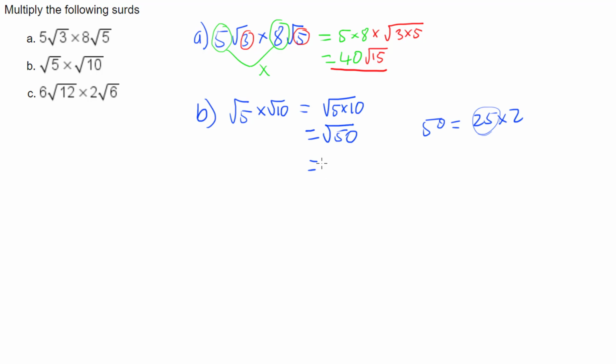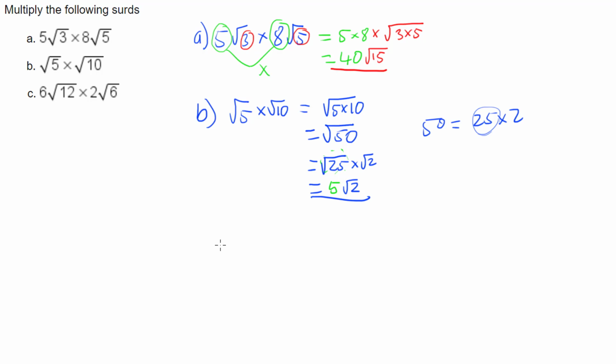So I can rewrite this as the square root of 25 times the square root of 2. And then I can take the square root of 25, which is why I wanted a square number, and that's just 5 root 2. And that's my answer.